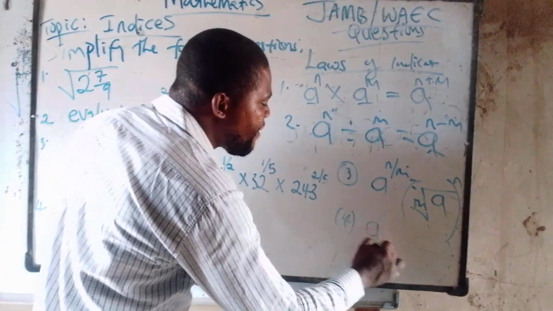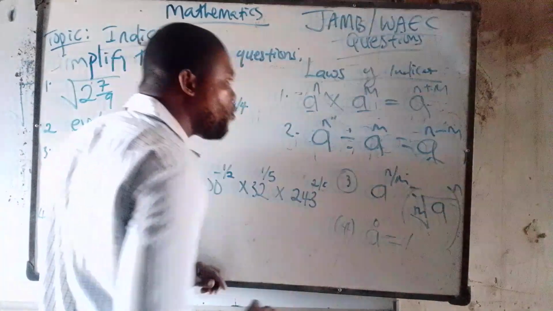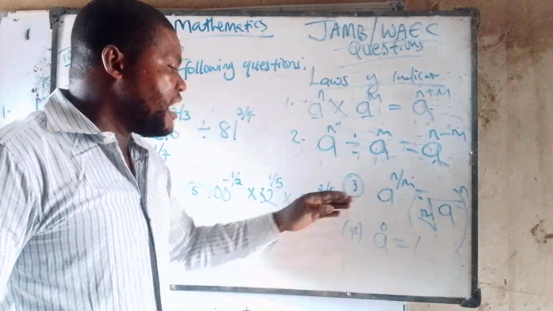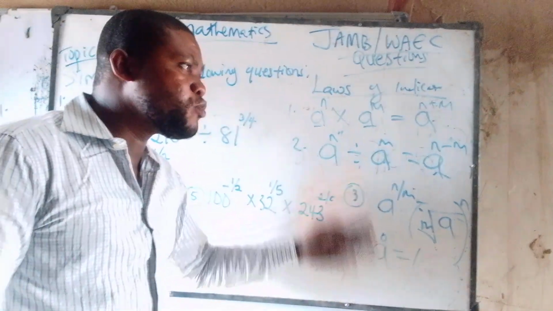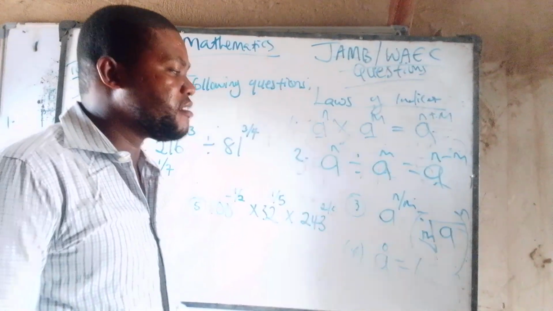In math, whatever we have raised to the power of 0 is equal to 1. Whatever. In physics, in mathematics, in economics, a to the power of 0 is 1, 2 to the power of 0 is 1, 5 to the power of 0 is 1.